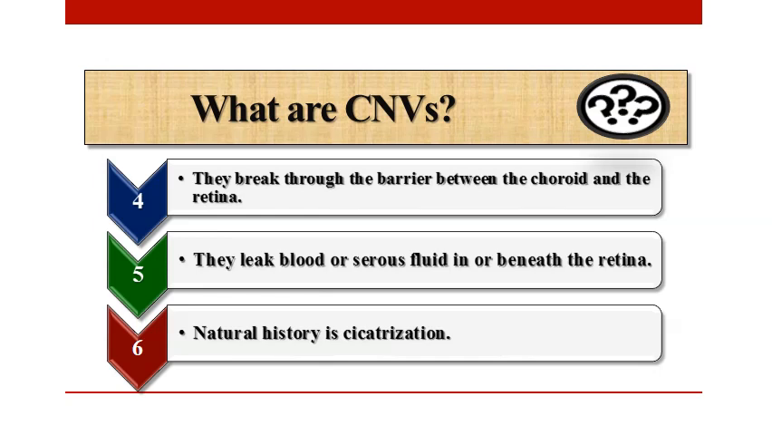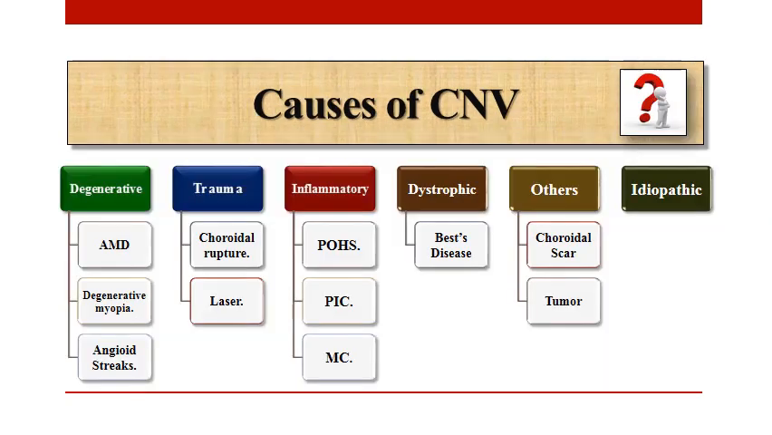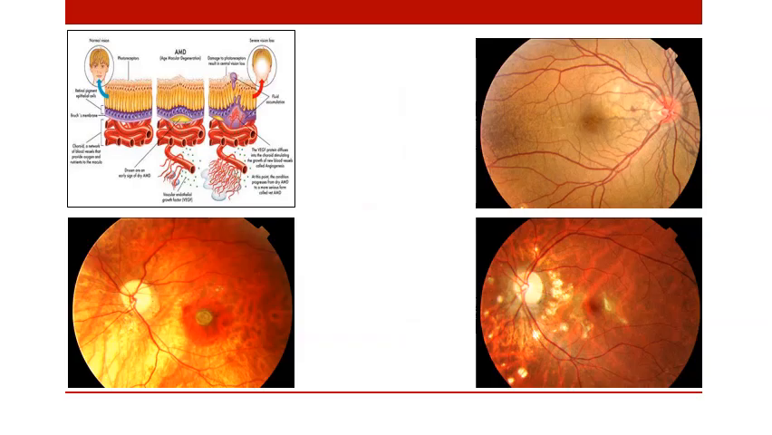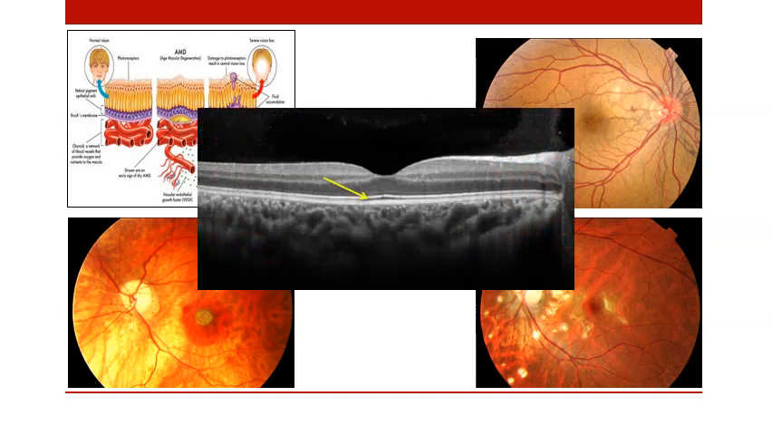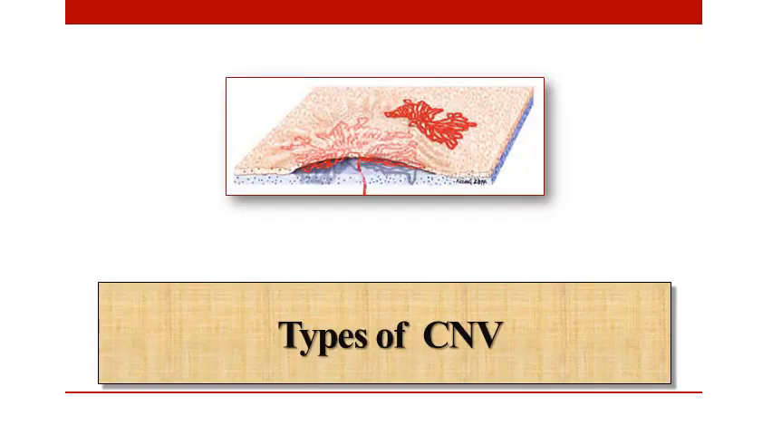Natural history is cicatrization. We have many causes for choroidal neovascular membranes, including degenerative, traumatic, inflammatory, dystrophic, others, and idiopathic. By far, the most common is age-related membranes, then degenerative myopia. Whatever the cause, the pathogenesis is a break through Bruch's membrane that allows new vessels to grow from the choroid into the subsensory space or vice versa.